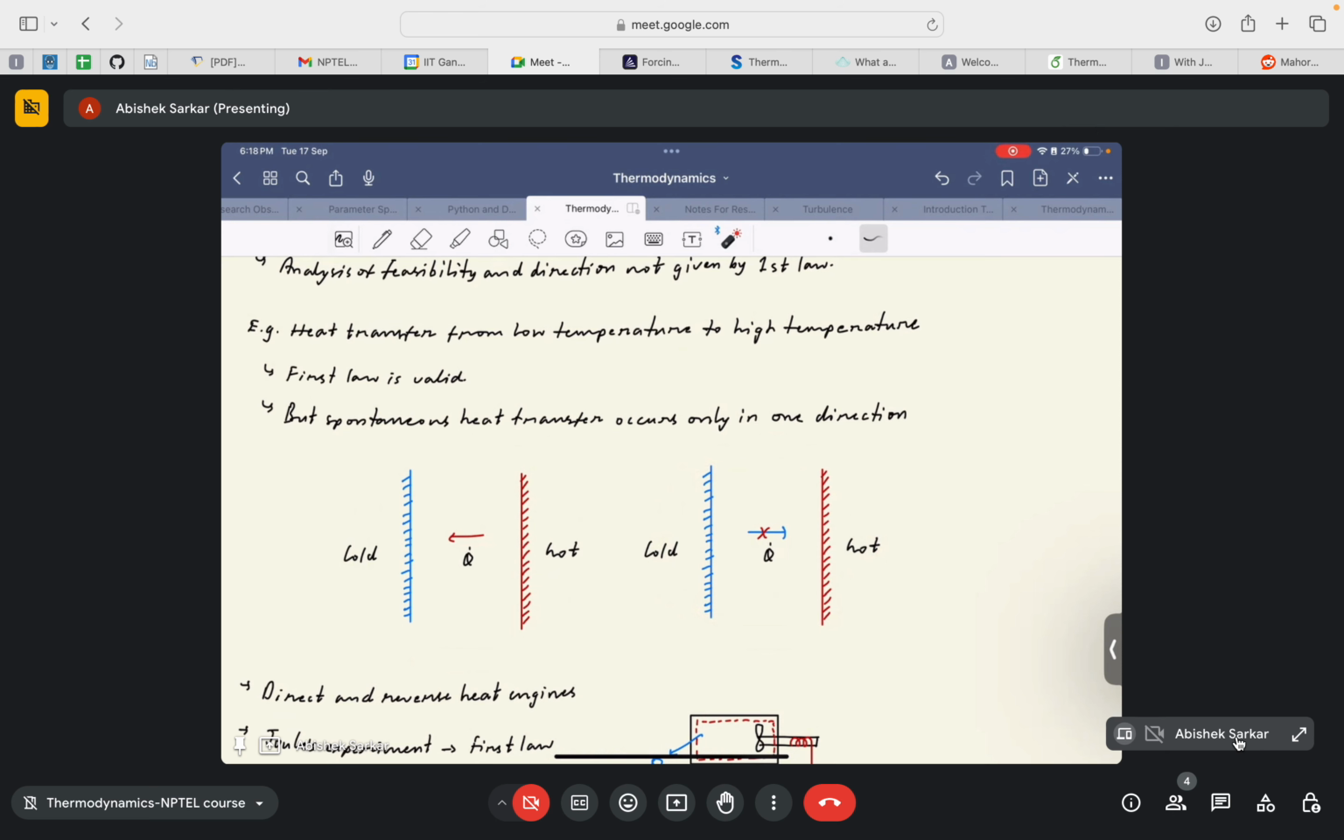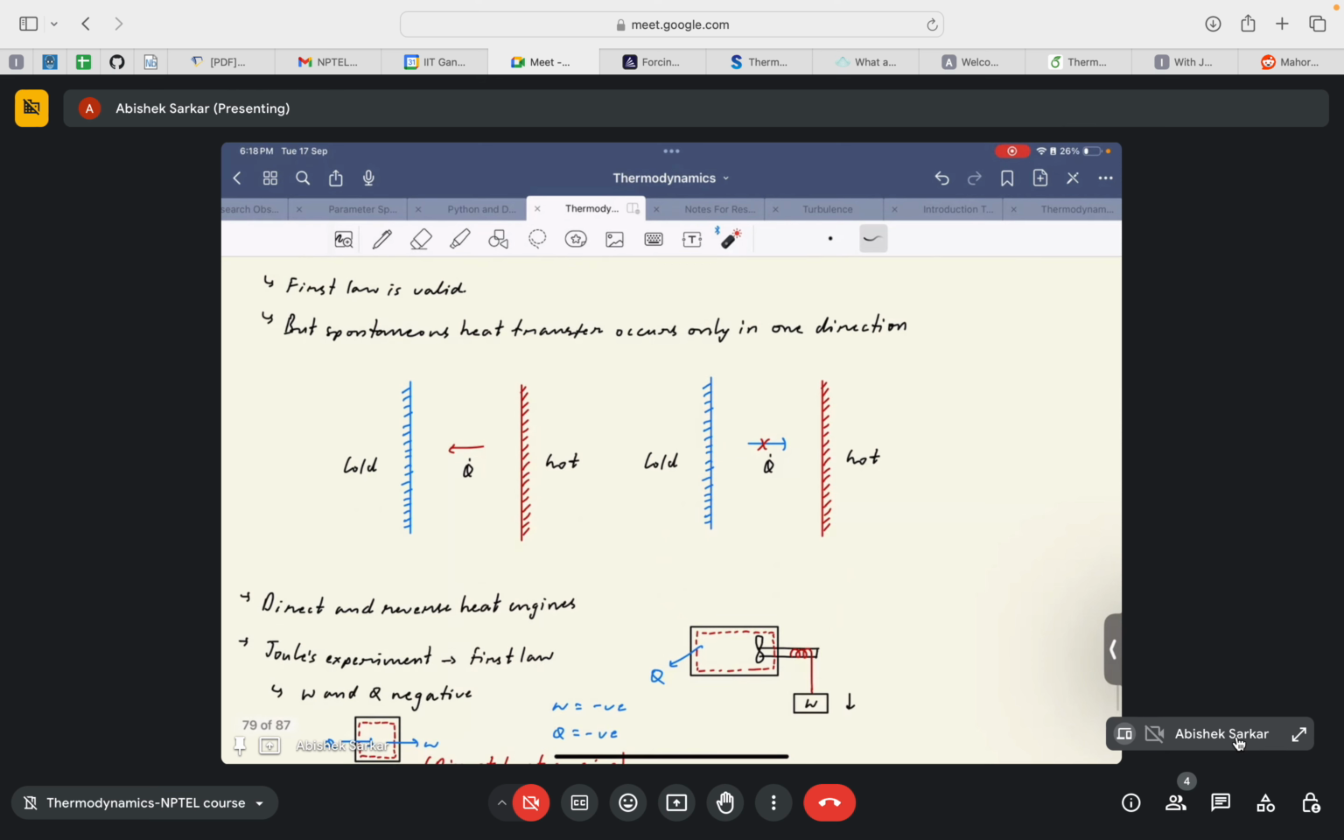So the first law is not capable enough to explain this spontaneous nature of heat flow, which is, I guess, one of the very crucial elements to understand while studying thermodynamics. Okay, so these are the limitations of the first law of thermodynamics. To overcome these limitations, scientists and researchers worked to understand another phenomenon, that is entropy.